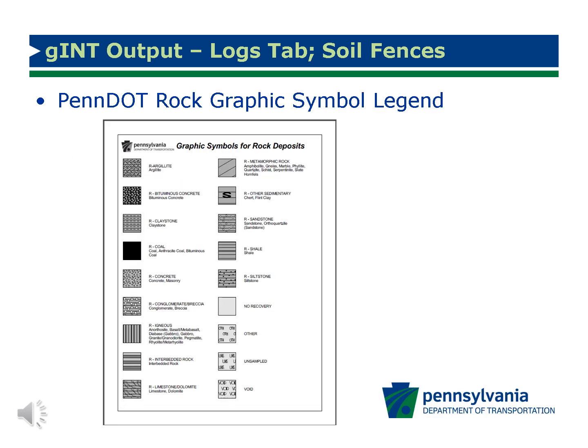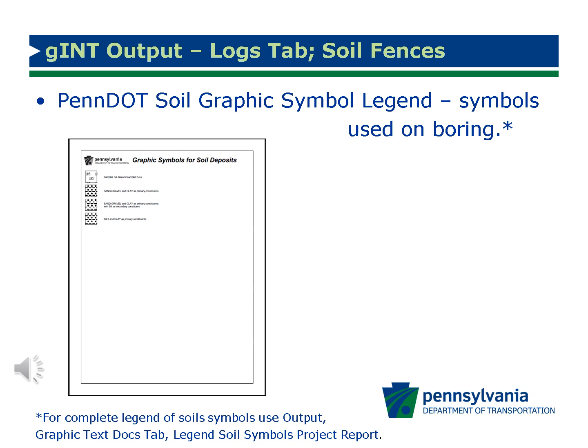This is an example of the rock graphic symbol legend produced using the rock graphic symbol legend report on the Output Logs tab. Note that the legends created on the Logs tab are by boring and are not for the entire project. This is an example of a soil graphic symbol legend. This particular report shows the graphic symbols used for soils on a selected boring. For a reporting of the soil's graphic symbols for an entire project, please use the reports on the Output Graphic Text Docs tab.